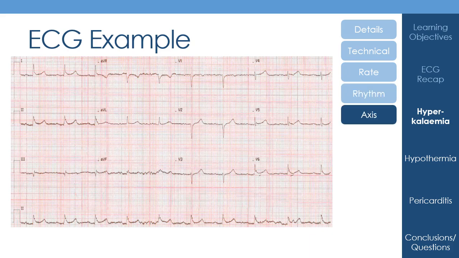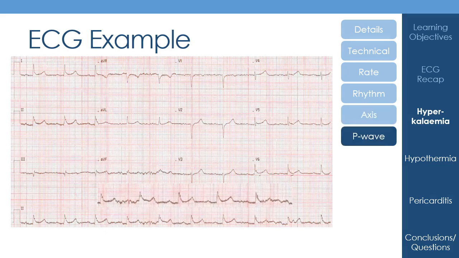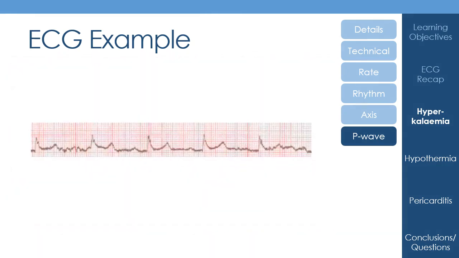In terms of cardiac axis, that appears to be normal. So we've got upward going QRS complexes in both leads 1 and 2. So we've got a normal axis there. And in terms of P waves, well, let's have a look at those in a bit more detail. So I said that I think I can see P waves. And I hope you can agree with me, there's pretty clear P waves here.